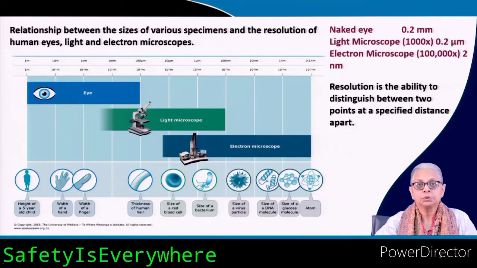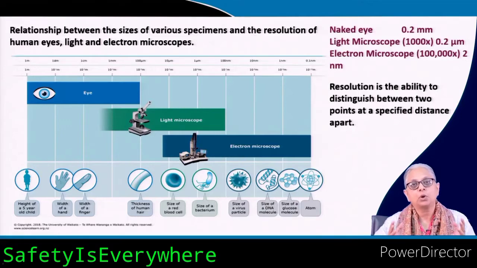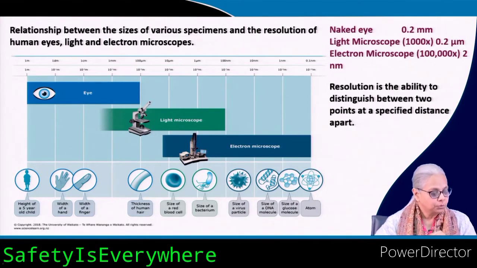So before we get into the details about microscopes and their limitations, let's take a look at the spectrum of different objects that we have around us and what their sizes are. When we look at the height of a human being, let's say a child, that's about a meter. A 5 to 10-year-old may be about a meter tall.